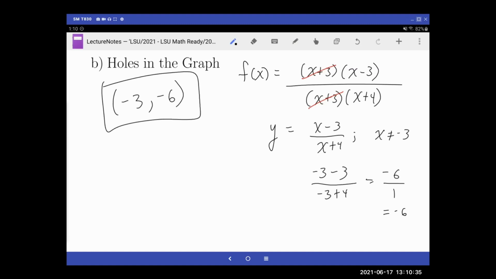Yeah, there's a hole in the graph. And again, it comes from whenever you cancel out something over something else. That's definitely part of the original function. But if you plug in -3, you'd end up having 0 in the denominator. So you have to take that point out. So it's a hole in the graph. Okay, we'll have a visual of that. Actually, we can do that now.